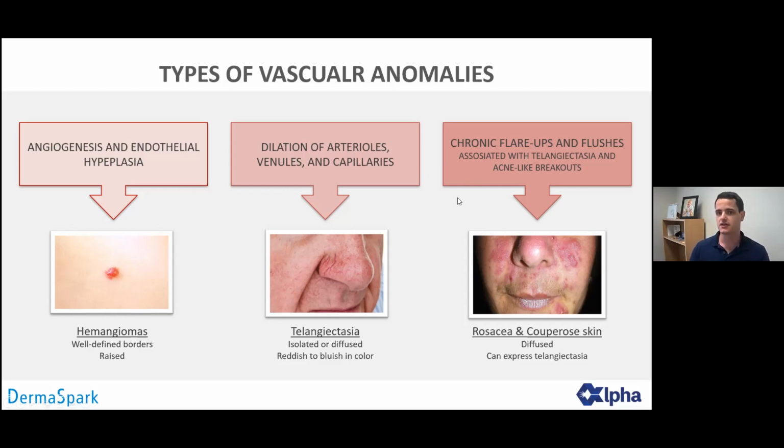And finally, the last category is of conditions that are characterized with chronic flare-ups, chronic inflammations, and flushes that could be associated with telangiectasia and acne-like breakouts. And this is what we call diffused redness or rosacea and couperose skin or erythrosis. All these conditions are characterized with periodic flushing of the skin of the face, and inflammation that can express telangiectasia and also acne-like breakouts. These are the rosacea and the couperose skin that we can also treat with the IPL.